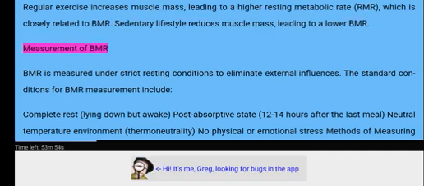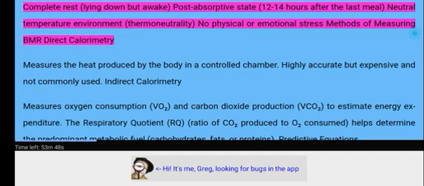Measurement of BMR. BMR is measured under strict resting conditions to eliminate external influences. The standard conditions for BMR measurement include complete rest, lying down but awake, post-absorptive state 12-14 hours after the last meal, neutral temperature environment (thermoneutrality), and no physical or emotional stress. Methods of measuring BMR: direct calorimetry.